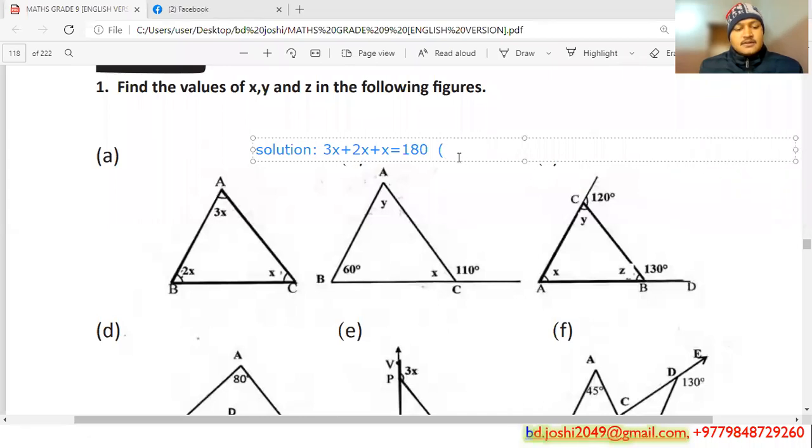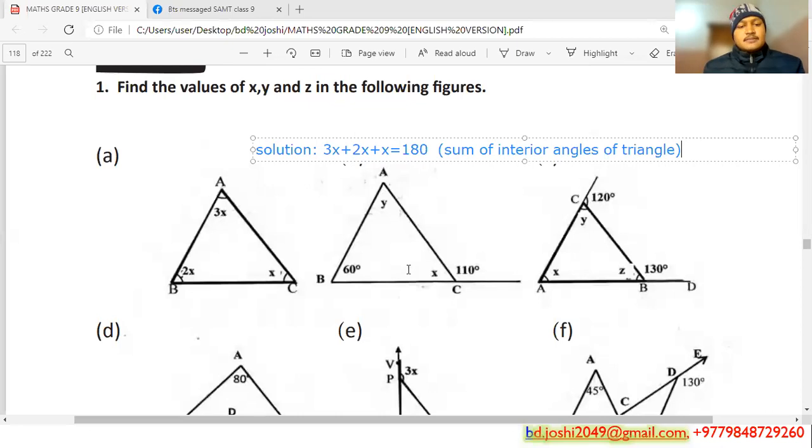Okay. Its reason will be sum of interior angles of a triangle. Now after this, 3x plus 2x plus x, its value is 6x. To get the value of x, we have to take 6 to the right hand side. 180 divided by 6 will be 30 degrees. Value of x is 30.